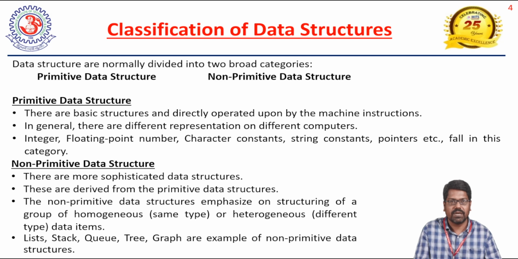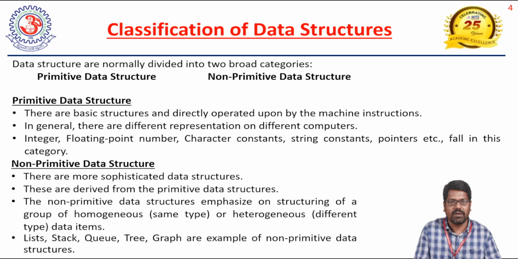Coming to primitive data structures, these are called basic data structures. They directly operate on the machine instructions, and they have different representations in different computers. Examples of this category are integers, floating point numbers, character constants, string constants, and pointers. All of these fall under the primitive data structure category.